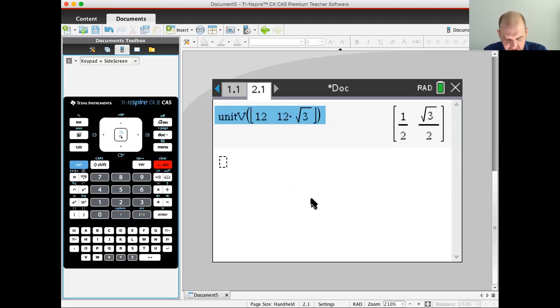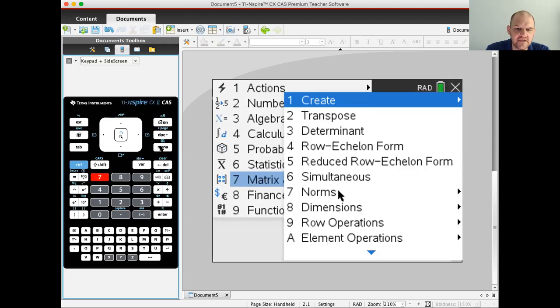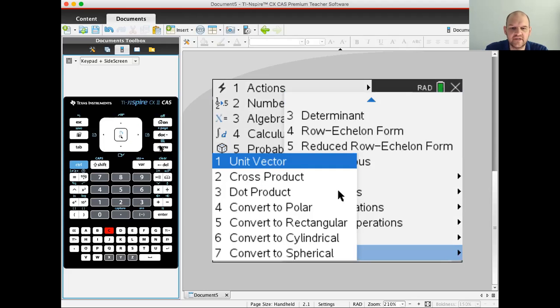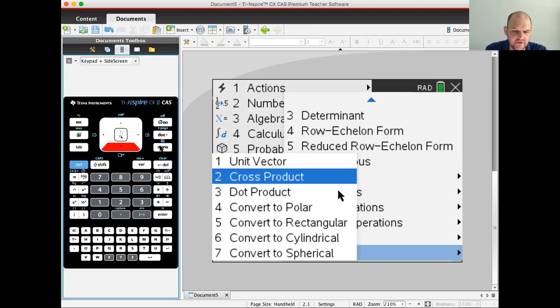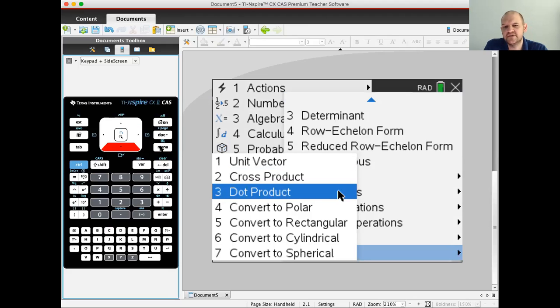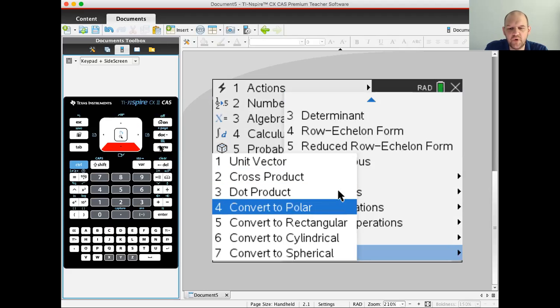What I want to show you is another way that we can do this. If you go menu 7C again, and just kind of read through it, right? We've got unit vector, we know what that is. Cross product, no idea. Dot product, no idea. We just don't know these things yet. We will eventually. Convert to polar. That's interesting. I want to use that. So we don't really know anything about polar just yet. We'll know a lot more about it soon, and then even more later.